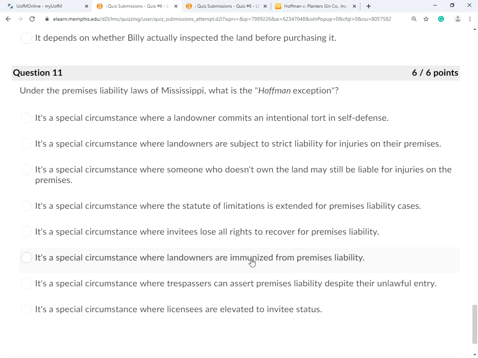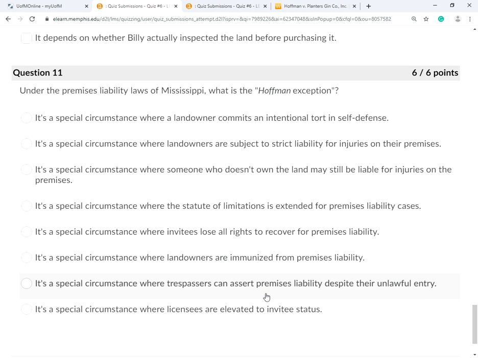It's a special circumstance where landowners are immunized from premises liability. And I didn't see this in any of the opinions on Westlaw that I skimmed, where they wouldn't be held liable. Even in the case of a trespasser, if they harm that trespasser, they would still have some type of liability attached to them as a landowner, because they have to warn against even natural occurrences on the land that could potentially hurt someone, right?